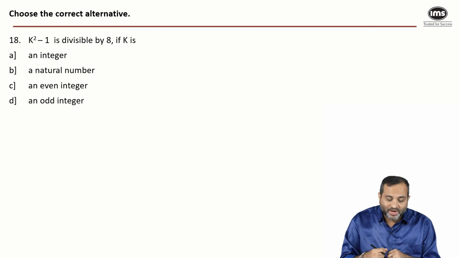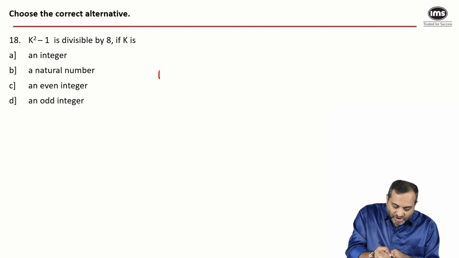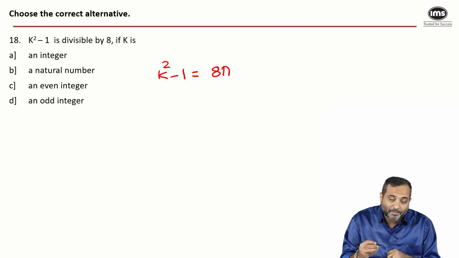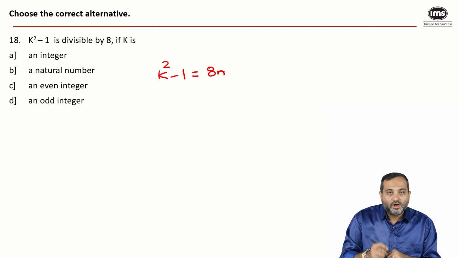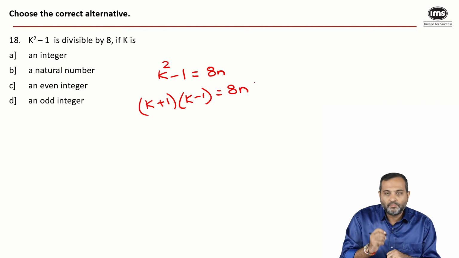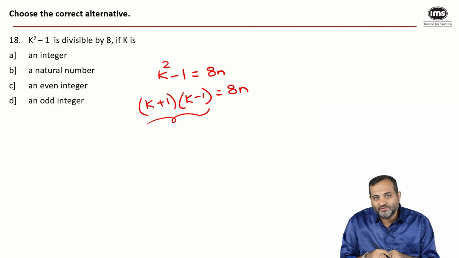k square minus 1 is divisible by 8 if k is. So now the question says k square minus 1 is divisible by 8. That means it is some multiple of 8. Now what is k square minus 1? Can you write it as k plus 1 into k minus 1? Can I say this is the product of two consecutive even or odd numbers, k plus 1, k minus 1?